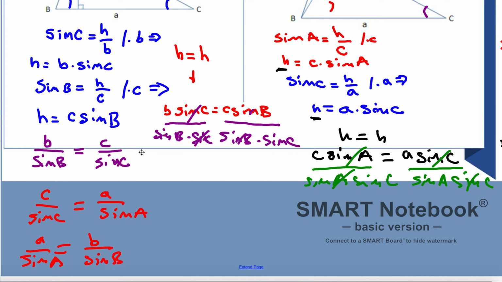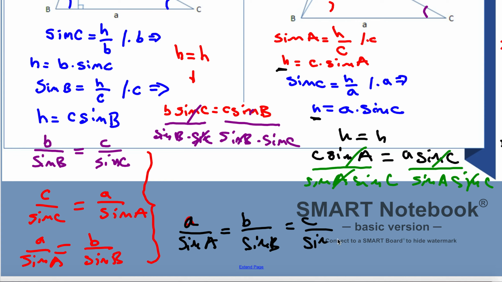And now from these three equations we can conclude the law of sines. Let me write it with a different color. A divided by sine A is equal to B divided by sine B, and is equal to C divided by sine C. So this is the law of sines, and this law is applicable to all triangles.